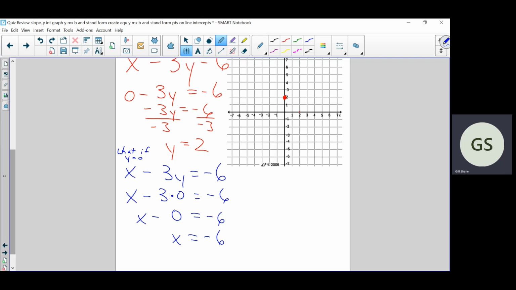If you have a 1 in front of it, you could divide by 1 just to do the same exact process. Say divide by 1 on both sides. -6 divided by 1 is still just -6.